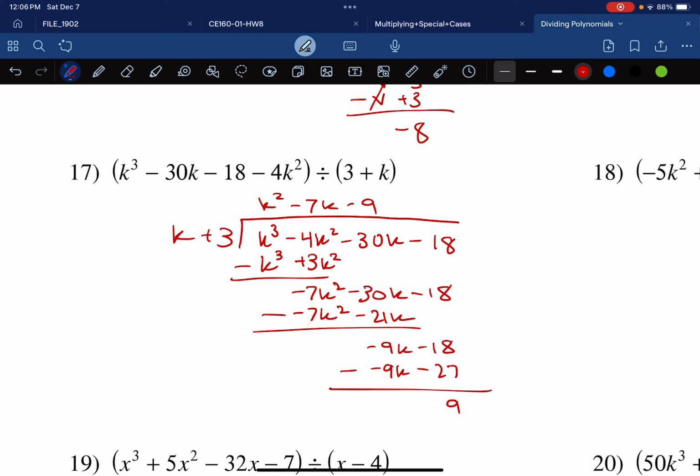No, we're not going to get that remainder. We're going to get a remainder of positive 9. That is right. So then our remainder is 9 over k plus 3.